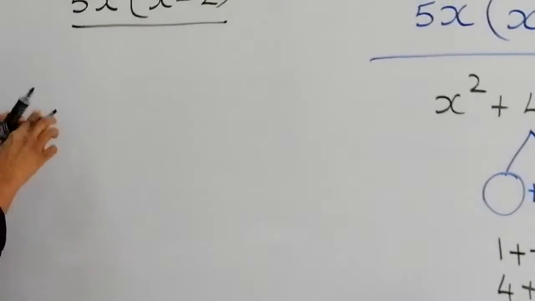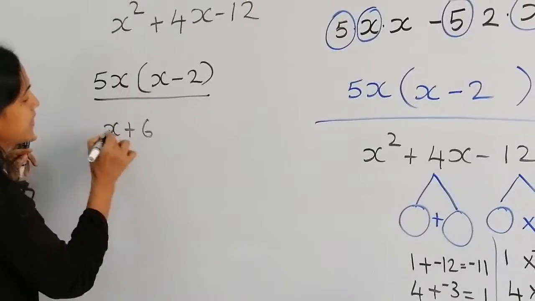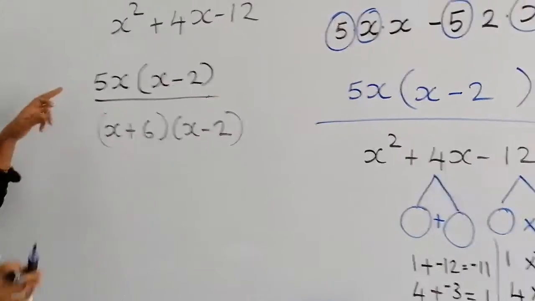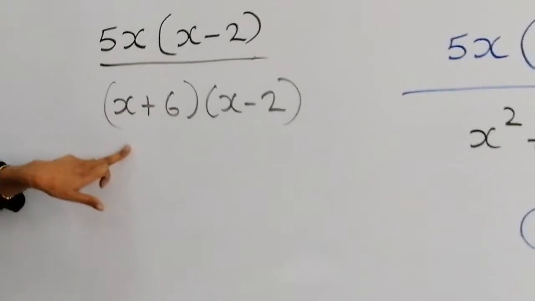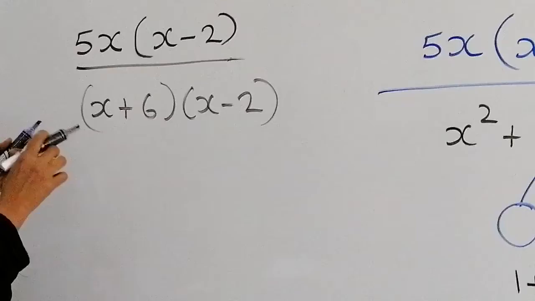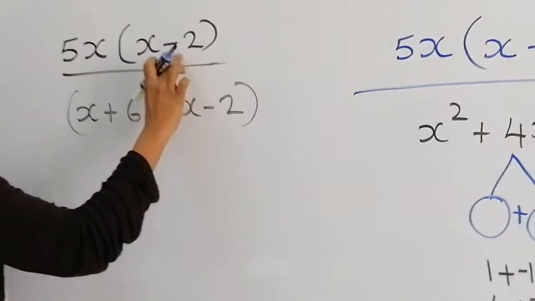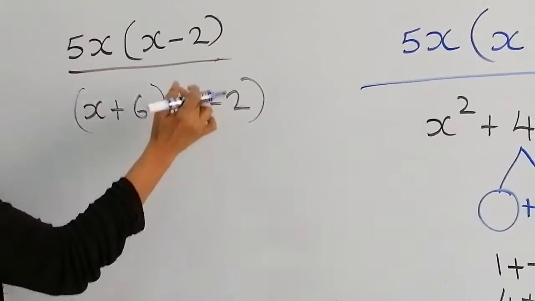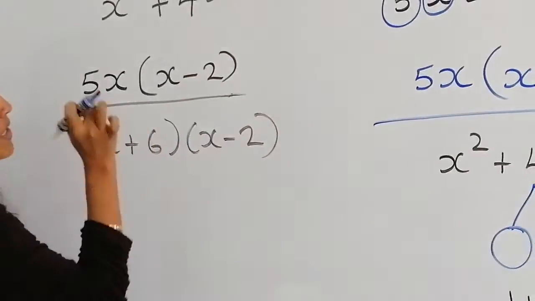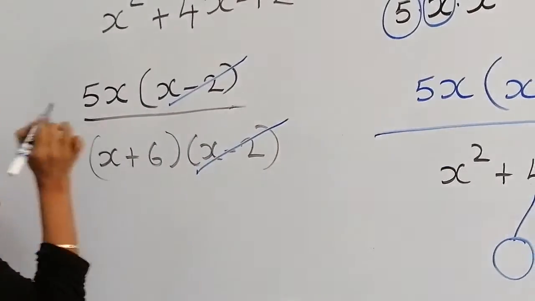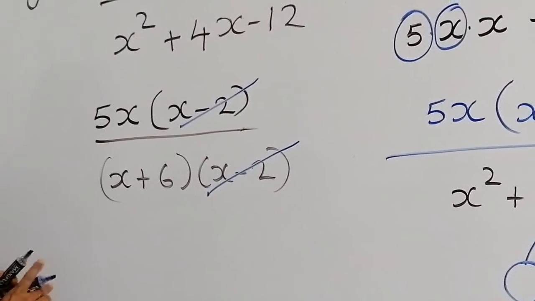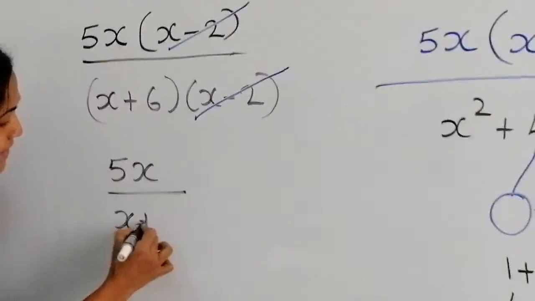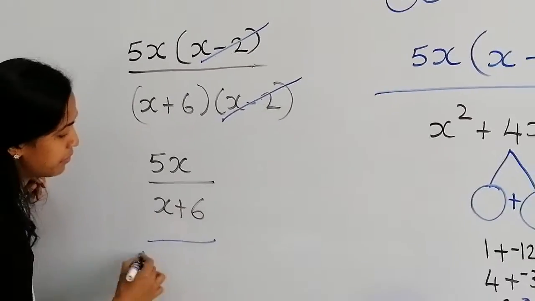Here, x plus 6 and x minus 2. Now look at the numerator and denominator. You can see there is an x minus 2 here, and also x minus 2 in the denominator part. So we can cancel this x minus 2. What is left? 5x divided by x plus 6. This is the simplified expression.